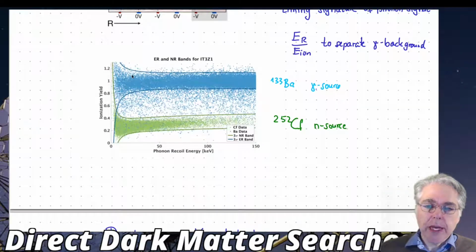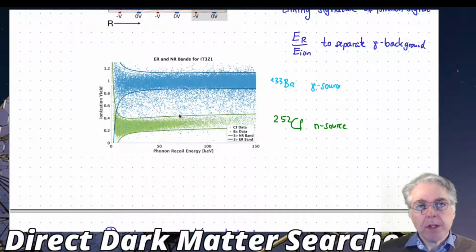But you can also make out that most of the events are sitting over here with maybe 100 keV phonon recoil energy and an ionization yield which is shifted to be unity. That's per definition the value that you get for gamma ray type events. Now, to check where the nuclear recoil events happen, a calibration source was used, Californium, which is a neutron source, the way it is set up.